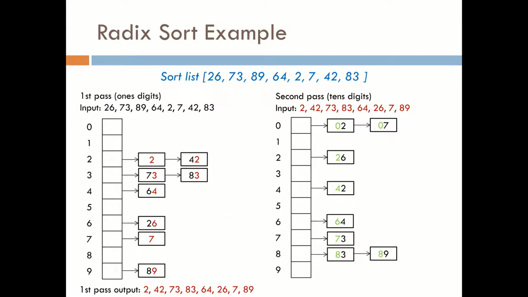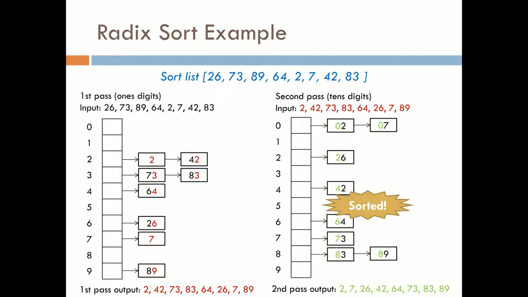And so the output of the second pass, we read it the same way, top to bottom and left to right at each line. So it's 2, 7, 26, 42, 64, 73, 83, and 89. And if we look at those numbers, we see that they are in fact sorted.